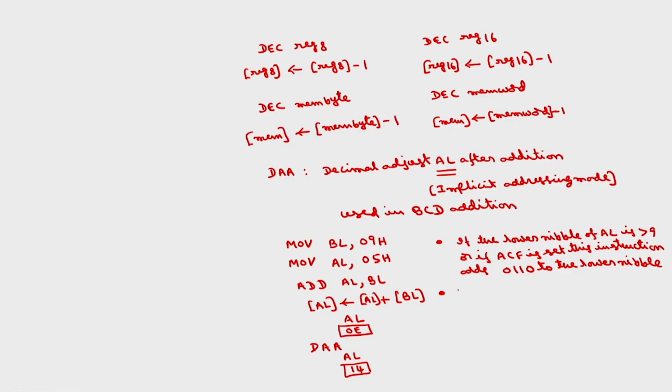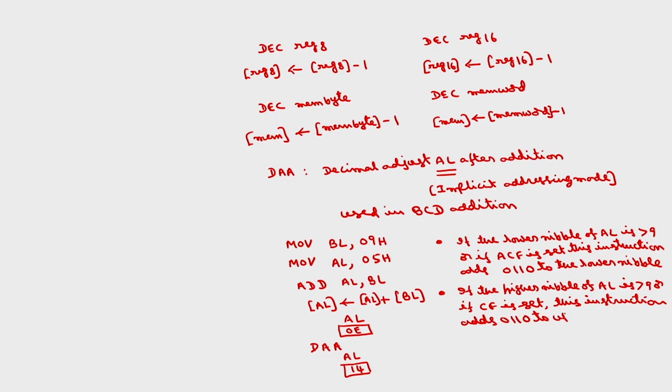And the second one is, similarly it will check the higher nibble also. If the higher nibble of AL is greater than 9, or if the carry flag is set, this instruction adds 6 to the upper nibble.